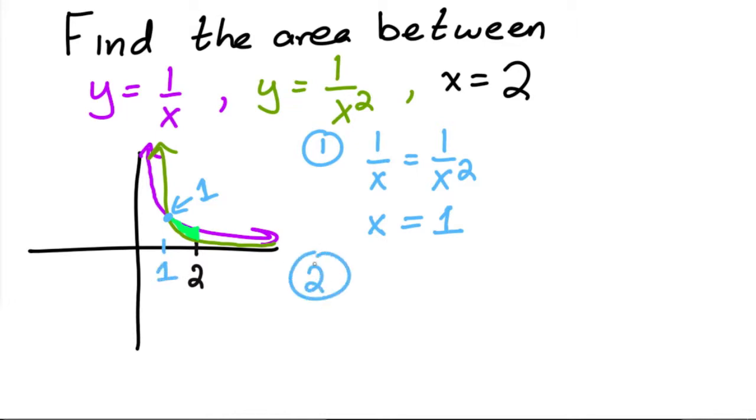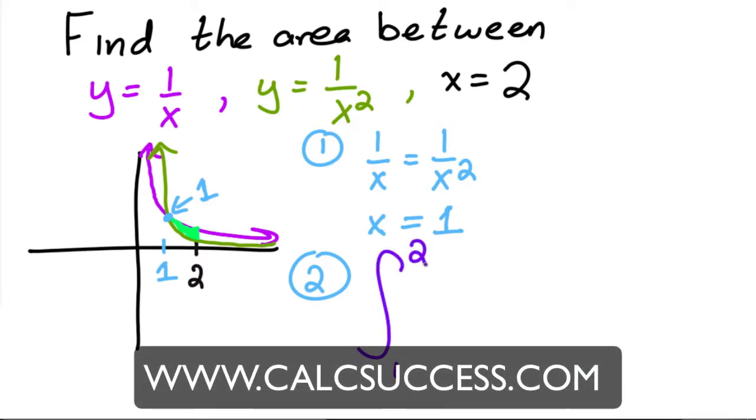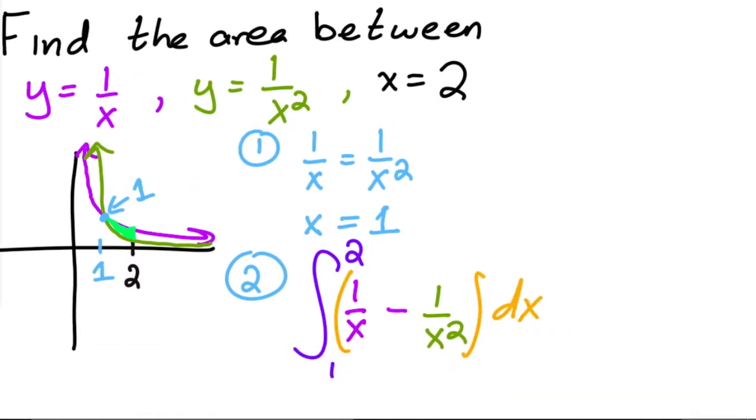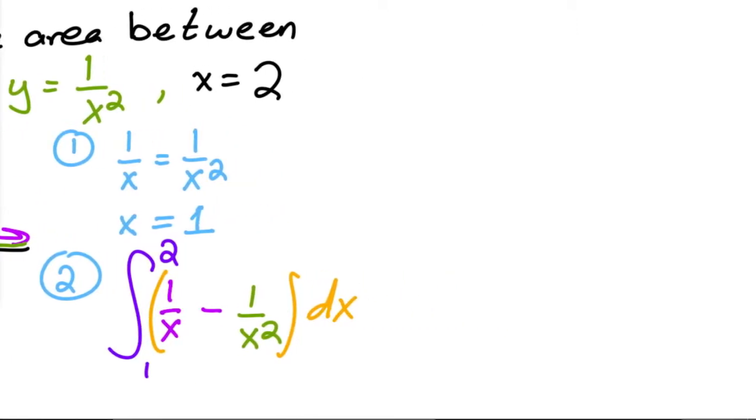And so our setup then is going to be we're going to find the integral from 1 to 2. And then the function that's on top is 1 over x. So it's going to be 1 over x, and then minus the function that's on bottom, which is the green one, 1 over x squared. And all of this with respect to x. Okay, so now we just need to find this integral.